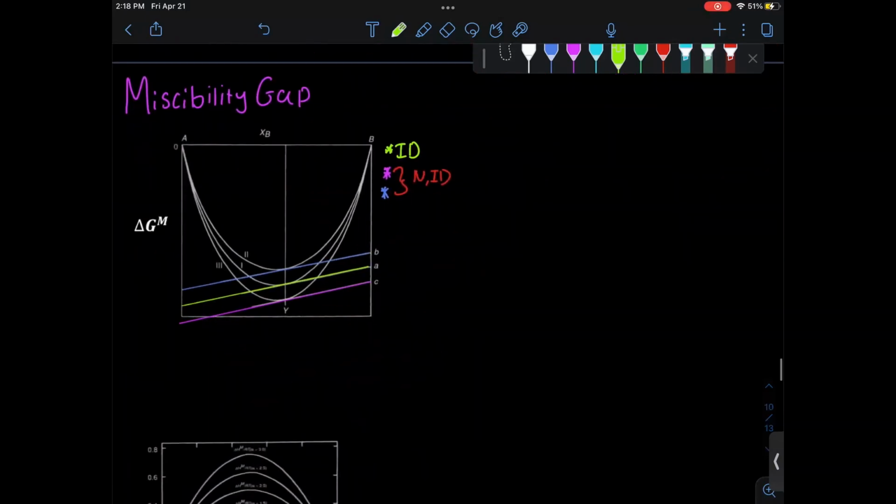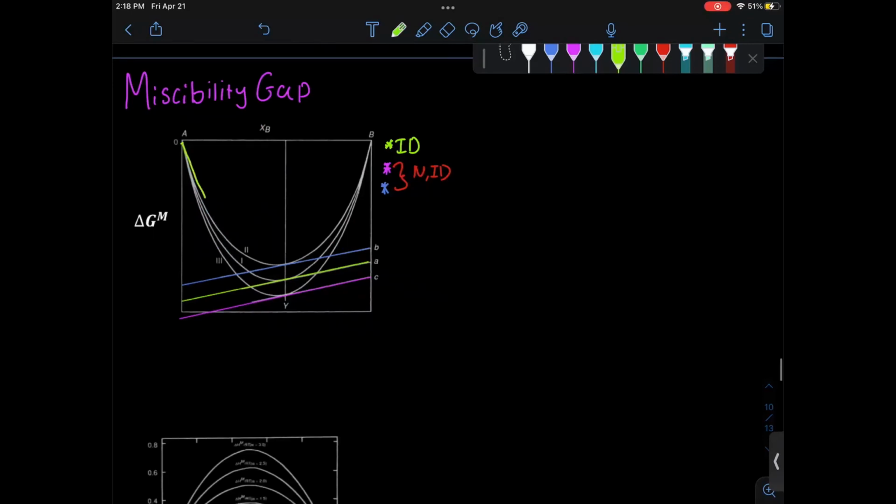So, miscibility gaps. Starting off with this very simple example. Our green line here is an example of an ideal Gibbs free energy curve. So I'll just show you what that parabola looks like. Just ignore the other lines for now. So that's number one, that parabola, the ideal Gibbs free energy. Parabola 3 down here is an example of a non-ideal Gibbs free energy curve, and so is parabola 2.